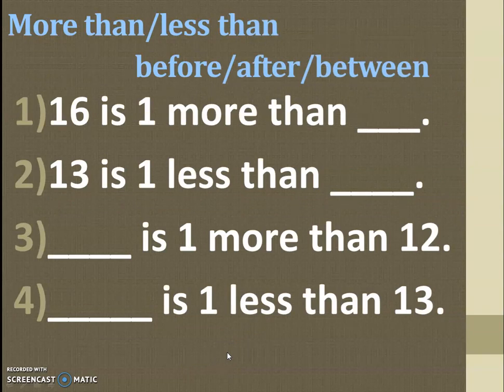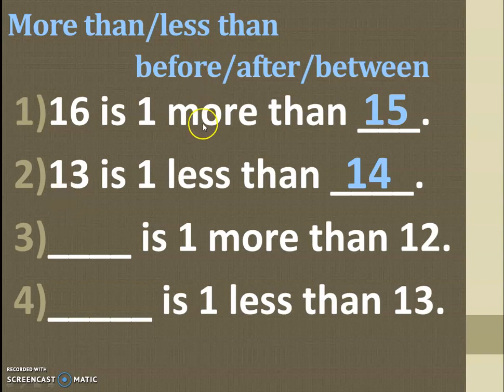Now, more than, less than, before, after, between, we are going to check. So 16 is 1 more than which number? 1 more than 15. 1 more than 15 is 16. 13 is 1 less than 14. 1 less than 14 is 13. You'll have to check.